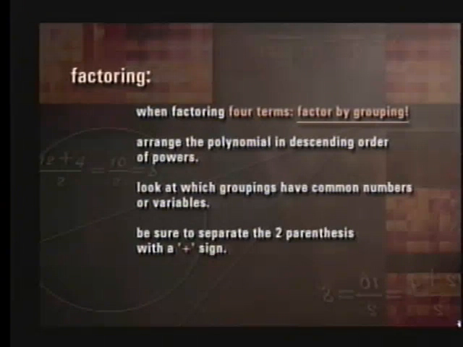Now, a lot of times they do that for you in the introductory books, but in the nastier books, when you get to the college level classes, they don't. So go ahead and make sure you put it in descending order. And then you want to also look at which groupings have common numbers or variables in them. So you kind of have to match things up when you do these factor by groupings. And be sure to separate the 2 parentheses with a plus sign. Now, I know what some of you are thinking about that last statement. What do you mean by that, Young? So we'll go to some examples here and we'll illustrate.